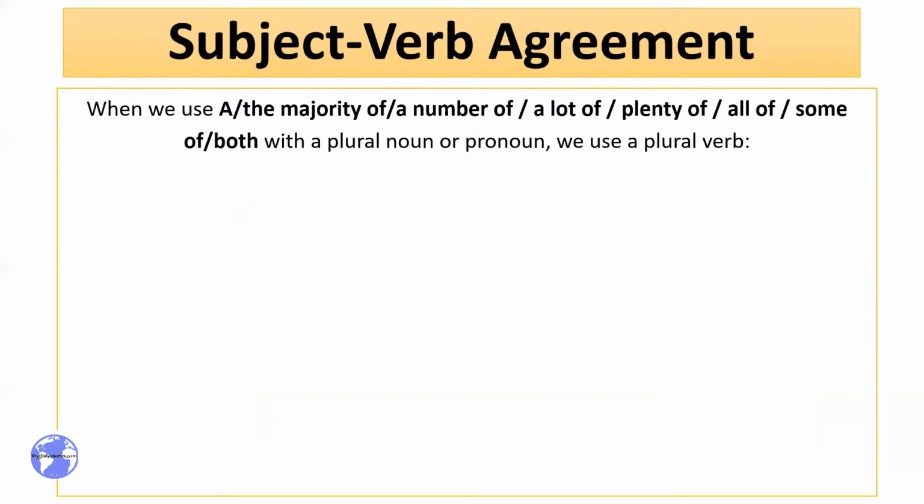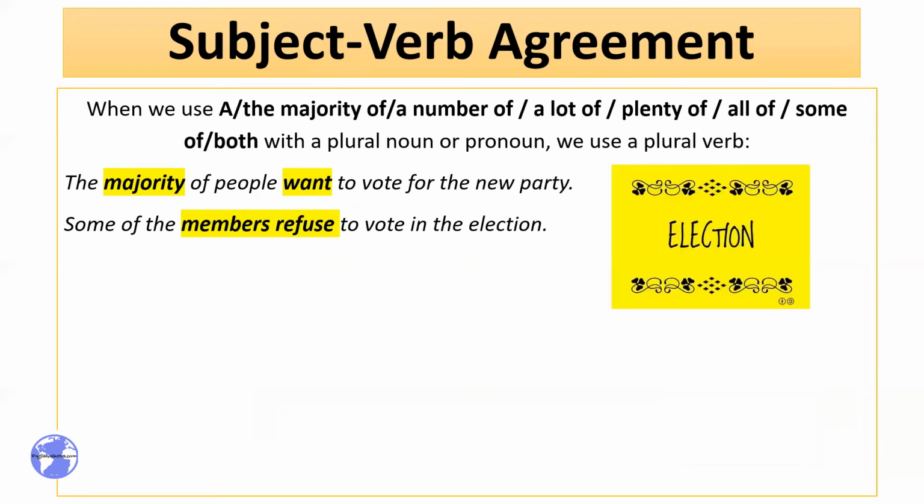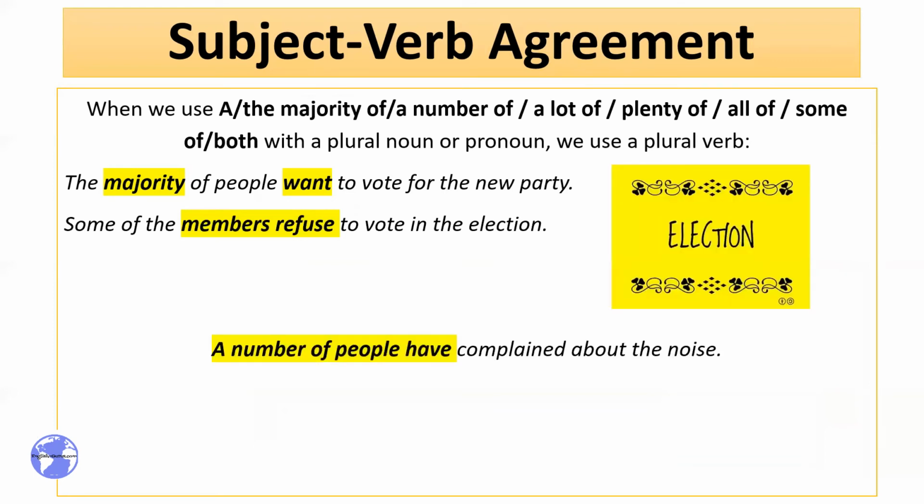When we use a or the majority of, a number of, a lot of, plenty of, all of, some of, or both, with a plural noun or a pronoun, we use a plural verb. The majority of people want to vote for the new party. Some of the members refuse to vote in the election. A number of people have complained about the noise.